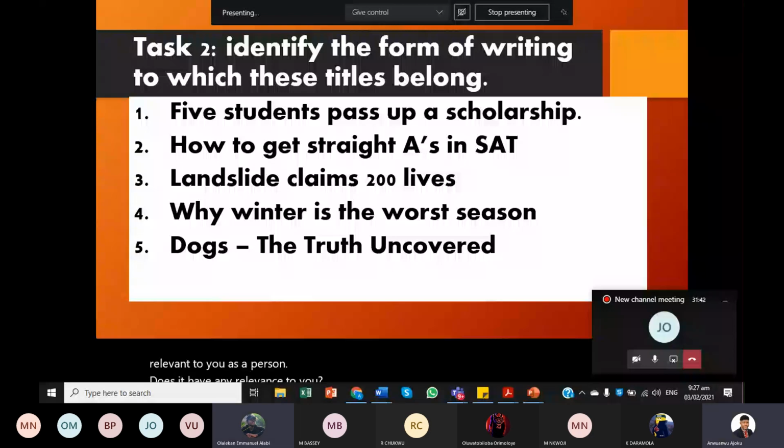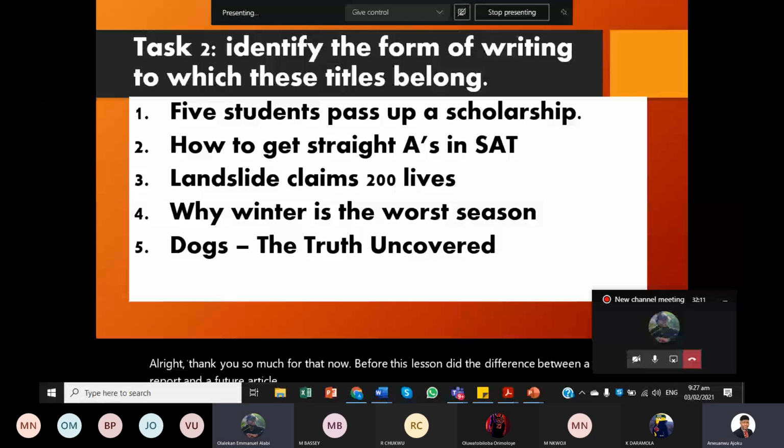Yes. In what way, please? Sometimes when I'm writing, I get to choose if I want to write in more of a report-like way or a feature article way, depending on the expectations from the teacher. All right. Thank you so much for that. Now, before this lesson, did you know the difference between a news report and a feature article? A little bit, yeah.